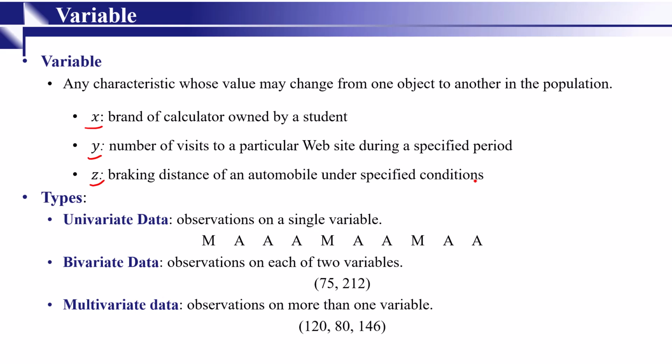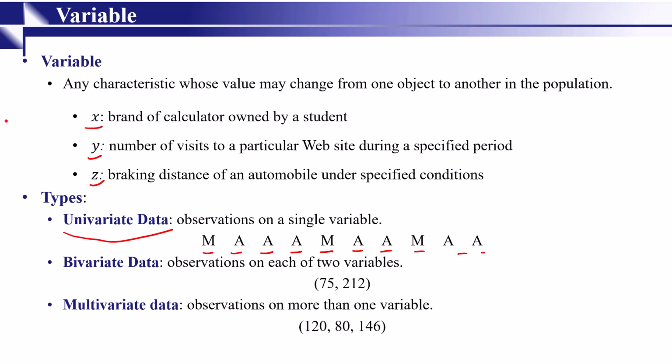Data results from making observations either on a single variable or at the same time on two or more variables. So we have univariate data. A univariate data set consists of observations on a single variable. For example, we might determine the type of transmission of a car. For example, we say A for automatic and M for manual, right? And we do it on 10 cars we recently purchased. So we say manual, automatic, automatic, automatic, manual, automatic, and so on.